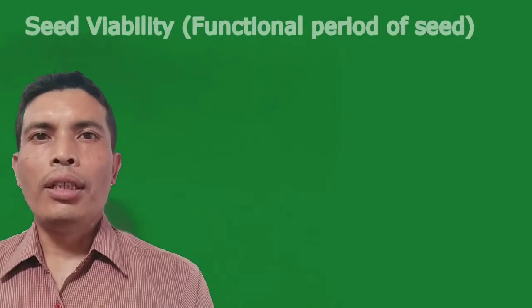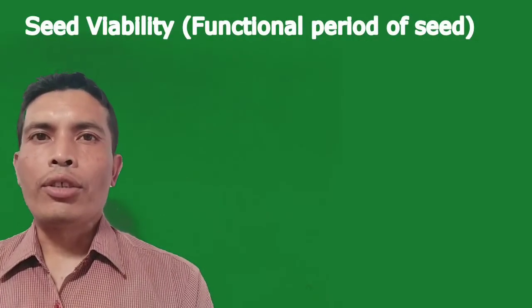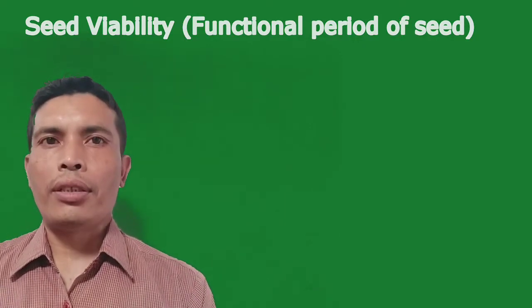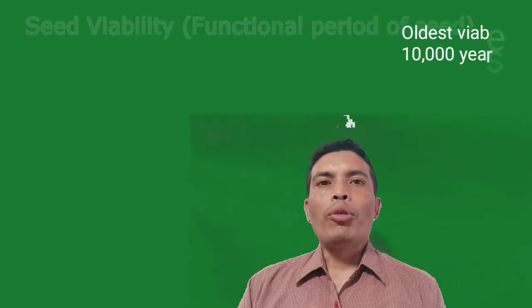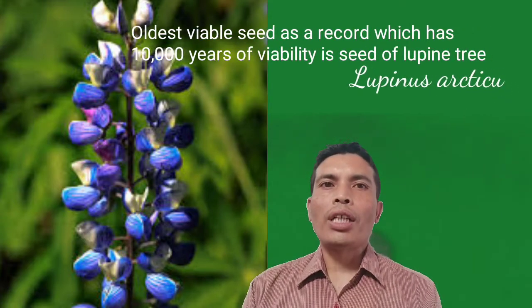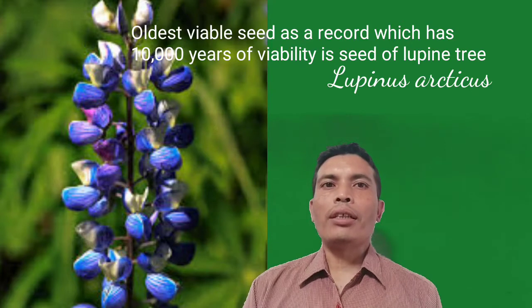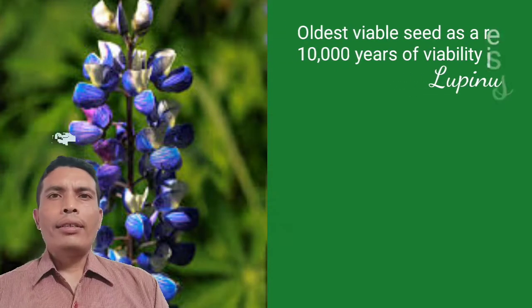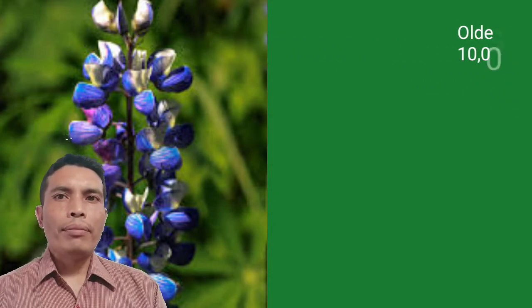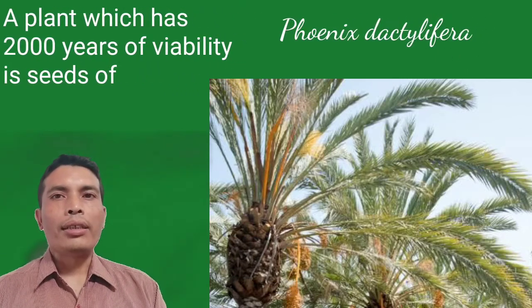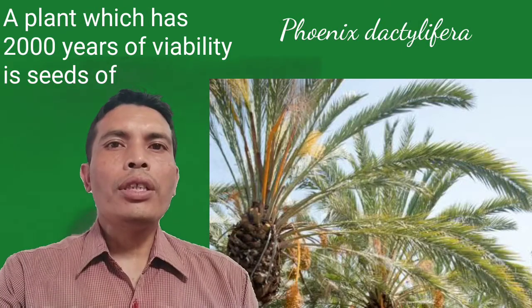So next is seed viability. What is seed viability? The functional period of a seed is called seed viability. There are several records of very old yet viable seeds. The seeds of lupine, scientific name Lupinus arcticus, excavated from the Arctic tundra, are the oldest. The seed germinated and flowered after an estimated record of 10,000 years of dormancy. And the seeds of Phoenix dactylifera, discovered during the archaeological excavation of King Herod's palace near the Dead Sea, have a record of 2,000 years of viability.